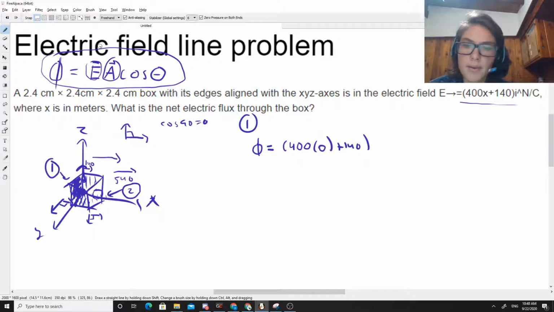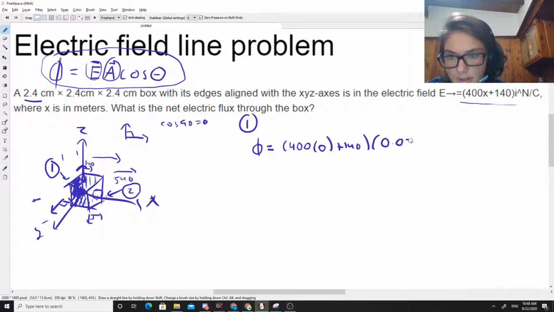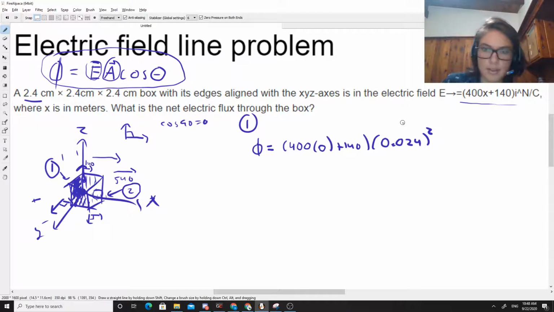What's A? Well, A stands for area. Area of the surface is going to be equal to 2.4 centimeters squared, right? That makes sense because this is 2.4 centimeters and this is 2.4 centimeters. So we'll go ahead and convert that into meters: 0.024 meters squared. And we're comfortable with that. I just moved the decimal places over two places to convert into meters.